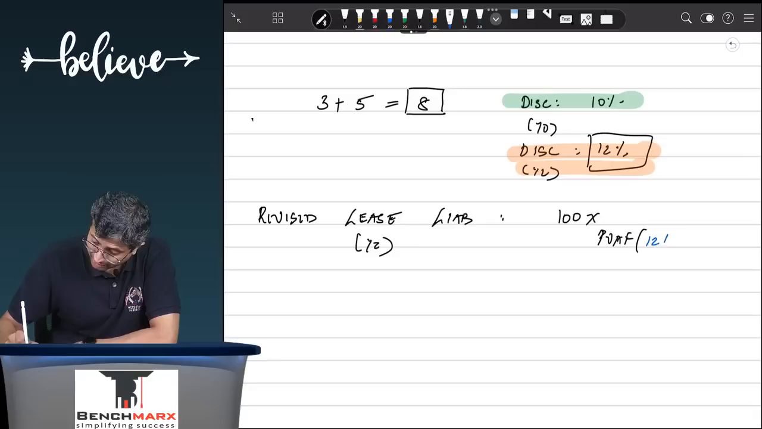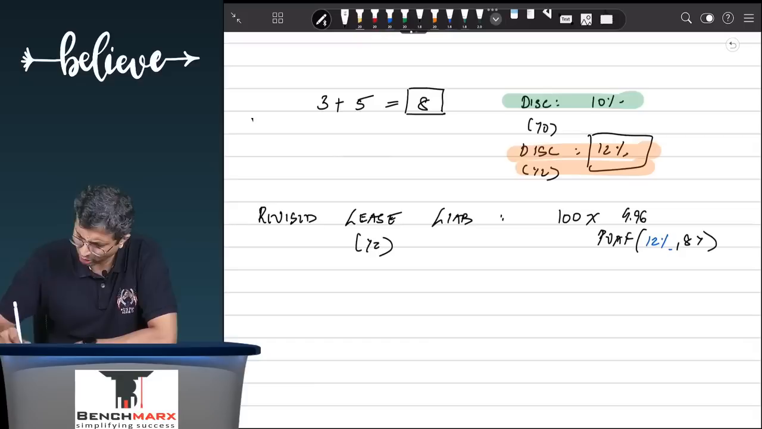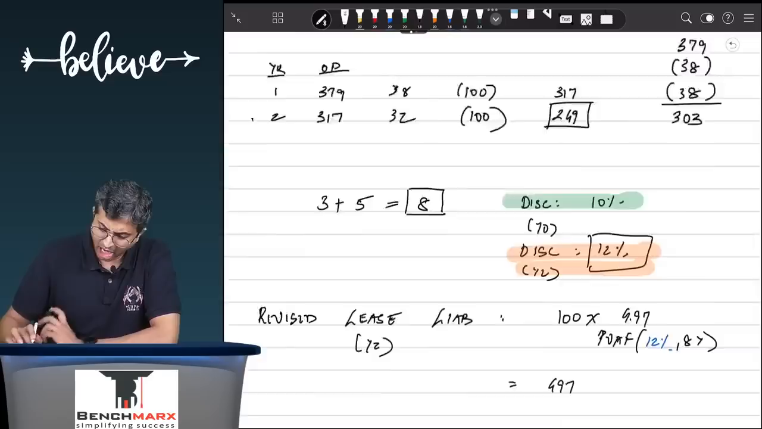Your liability increases. So this is 1 divided by 1.12, 1, 2, 3, 4, 5, 6, 7, 8. And you get 4.96 or 97 for simplicity. So this becomes 497, let us say. However, the liability in your books is just 249. Well, that means you will have to increase your liability.